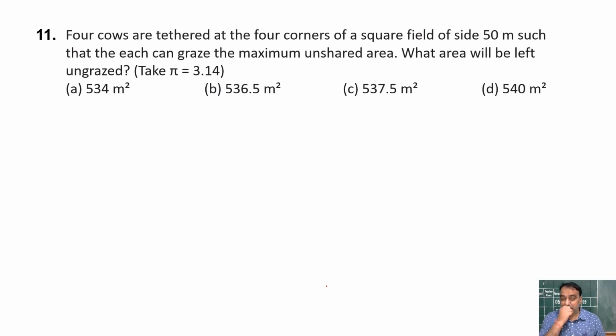Question number 11. 4 cows are tethered at the 4 corners of a square field of side 50 meters such that each can graze the maximum unshared area. What area will be left ungrazed? Take pi is equals to 3.14. So I am explaining a rough figure of this, look carefully. I am drawing a square.